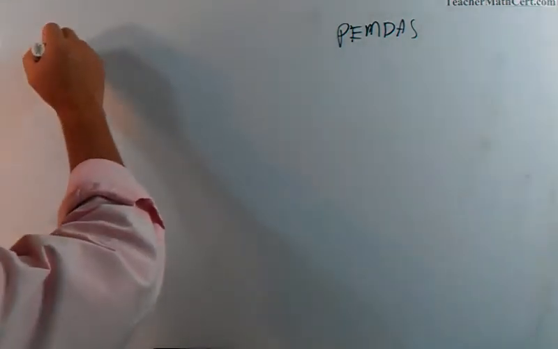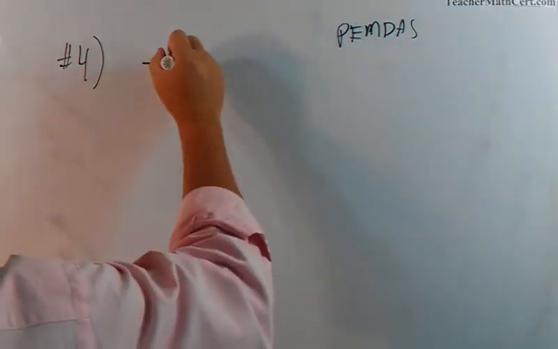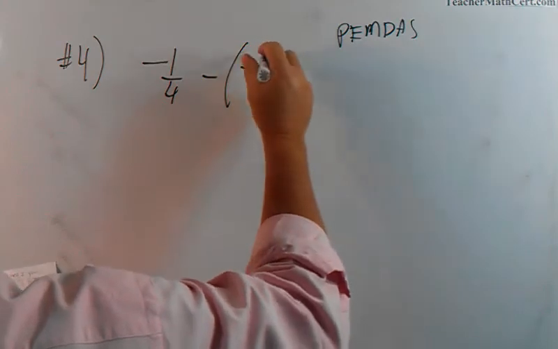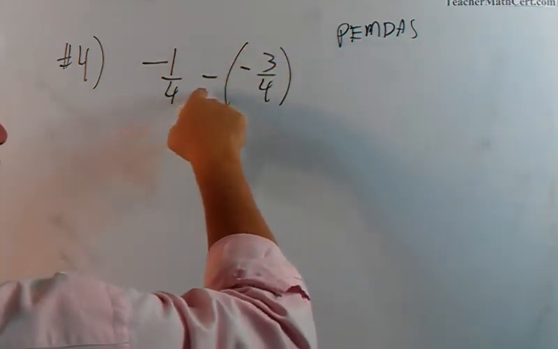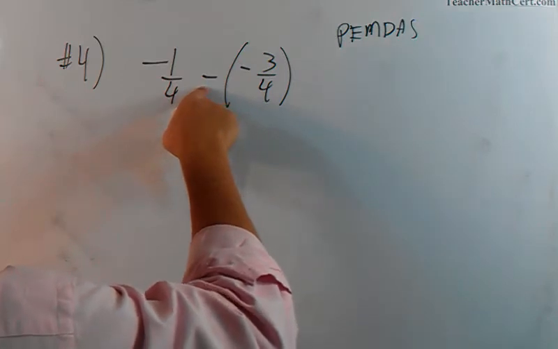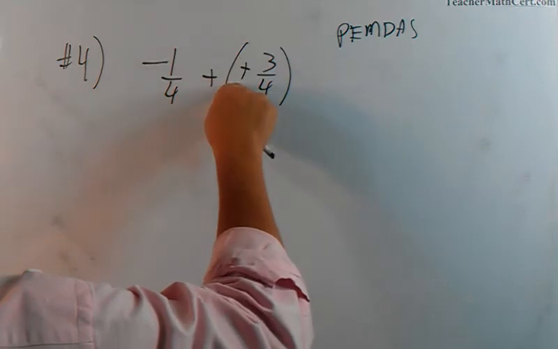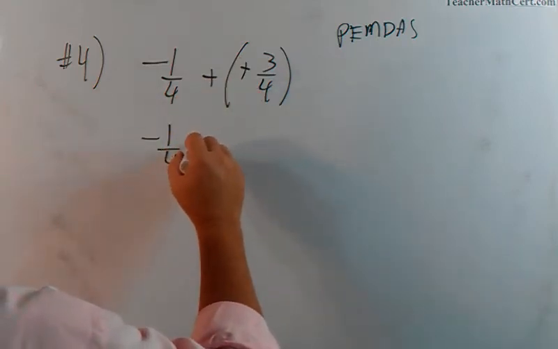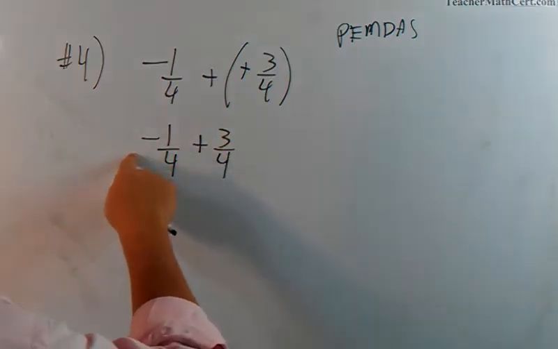Okay, number 4. Minus 1/4 minus a minus 3/4. Same denominator, so we're adding or subtracting fractions. So all we have to do is change this. Negative times negative is a positive, so we have negative 1/4 plus 3/4. Just now have to subtract this.